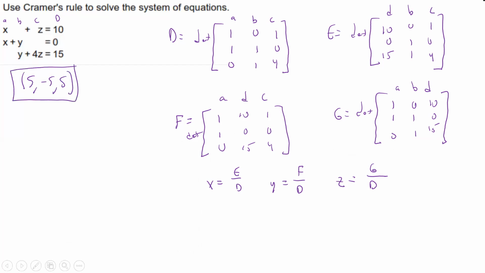Okay. Now, does it add up? Well, 5 plus 5 is 10, so it works there. 5 minus 5 is 0, so that works there. And then -5 plus 20 is equal to 15, so it works there. So that is the solution to this one using Cramer's rule. Okay. All right, let's stop there. We'll come back for another one.